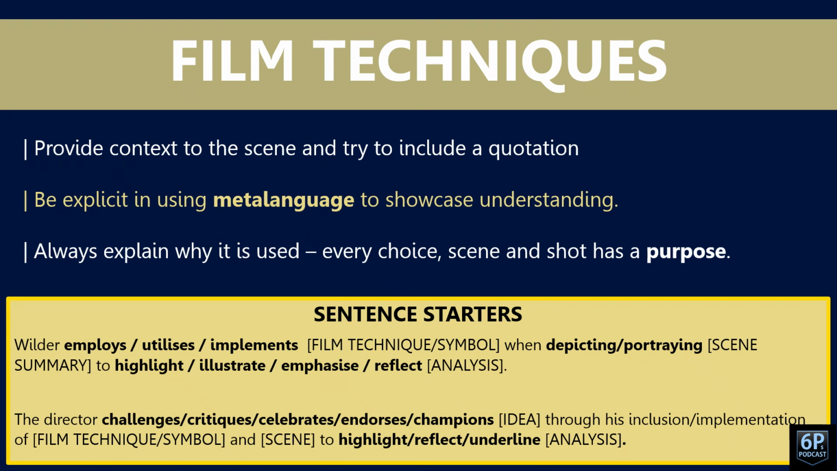When you're using your film techniques in your essays, it's really important to provide context to the scene and to try and include a quotation, or if not more than one quotation. Be explicit in using meta language to showcase your understanding. That's really important, particularly on the rubric for the SAC. Always explain why it is used as well, because every choice, every scene, every shot, and every word even said by the actors has a purpose. We've got some sentence starters there that might be really useful for you when it comes to initially employing film techniques in your analysis, and we'll touch on this a little bit later on.